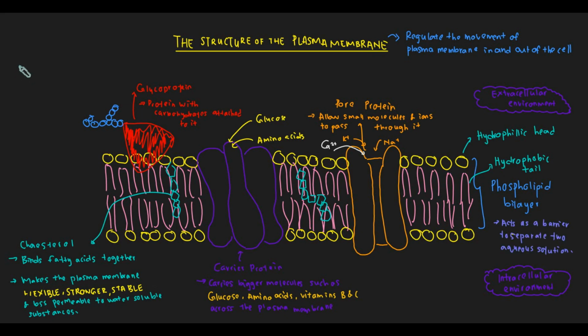So the question that we have over here is, why is it known as the fluid mosaic model? The fluid mosaic model was devised by S.J. Singer and G.L. Nicholson in 1972. They described that the plasma membrane consists of two layers of phospholipids with plenty of proteins embedded in between the layers and spread over the membrane.